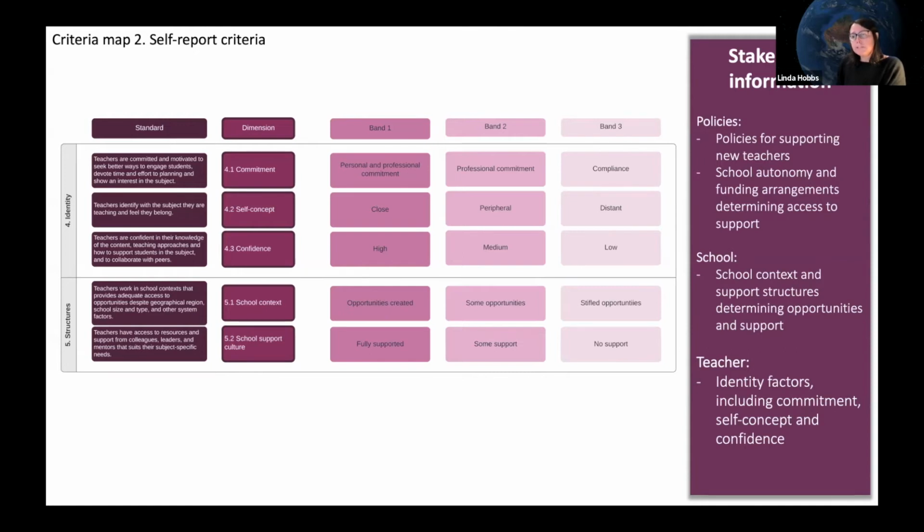School autonomy, funding arrangements, and how individual schools manage their own budgets determine how professional development is made available for teachers, and how mentoring and other expertise are brought in to support specific teachers. The teacher-related factors such as teacher commitment, self-concept, and confidence, all factors that contribute to teacher identity, give an important guide as to the effects of teaching out of field.